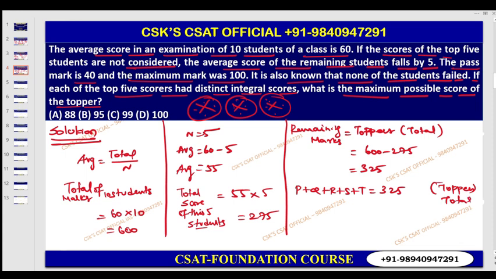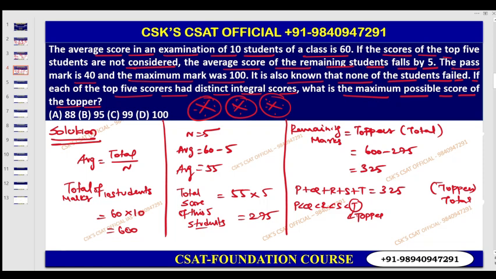Now understand one thing very carefully. What is the maximum possible score of the topper? Here 5 students are there, and among them one is going to be the topper. So let us take P is lesser than Q, Q is lesser than R, R is lesser than S, and now T. Let us pick this T as the topper. No problem, you can pick any person as the topper. Only one topper here.